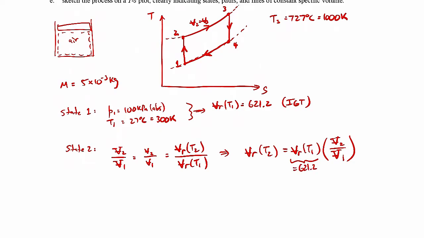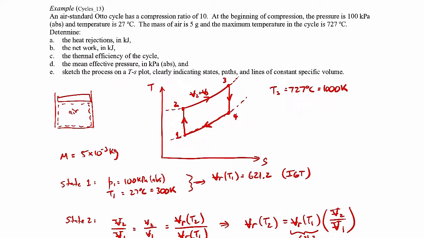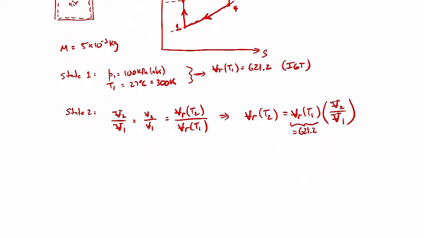The V2 over V1 comes from the compression ratio. We're told that the compression ratio is equal to 10. The compression ratio we typically give as related to the symbol r. This is actually 1 over r, because the volume at state 1 is bigger than the volume at state 2, because it's being compressed. So remember, the compression ratio is defined as V1, the volume at the bottom dead center, to V2, which is the volume at the top dead center.